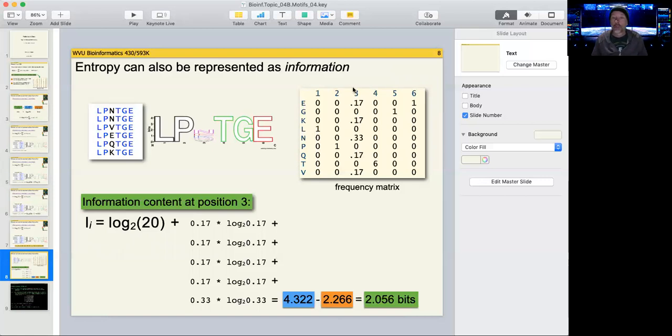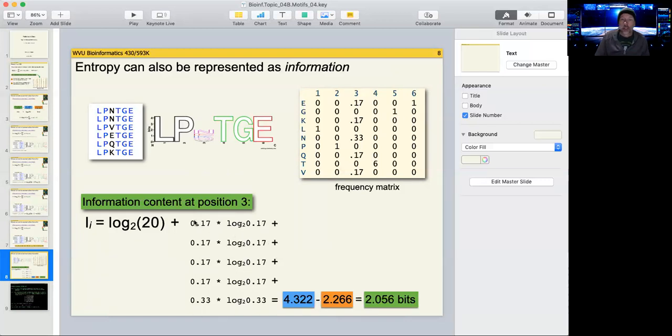In position 3, we have several possible outcomes here. They have different frequencies or different probabilities. In order to calculate the uncertainty at that position, we have to add up all of those frequencies times the log of them. So here it is written out down here.